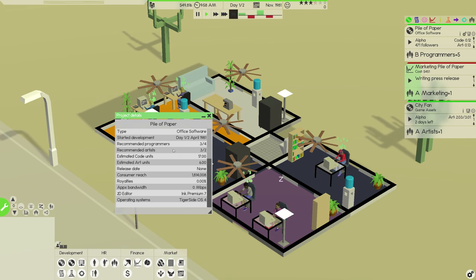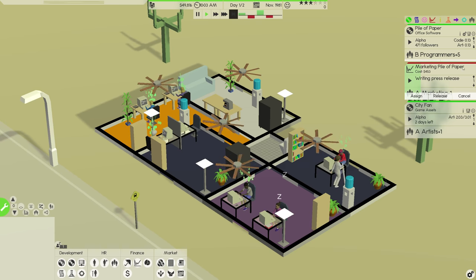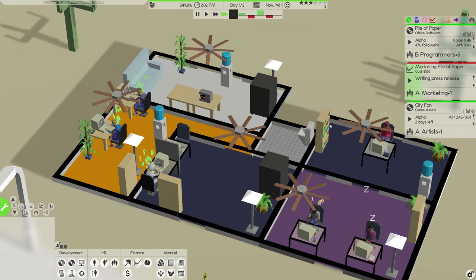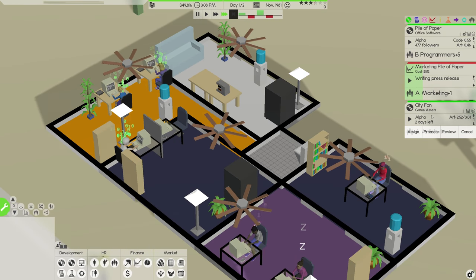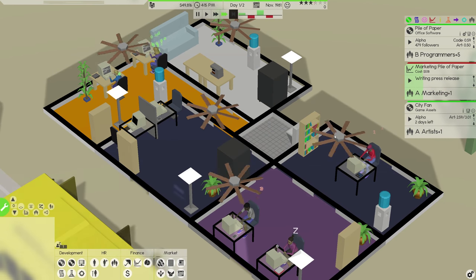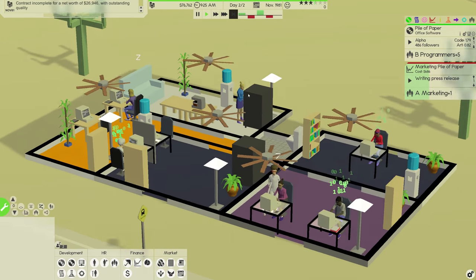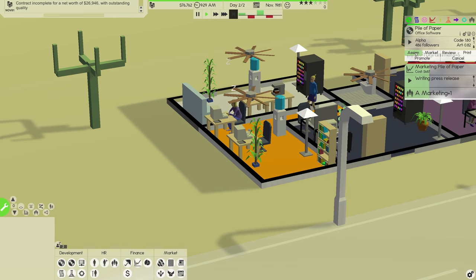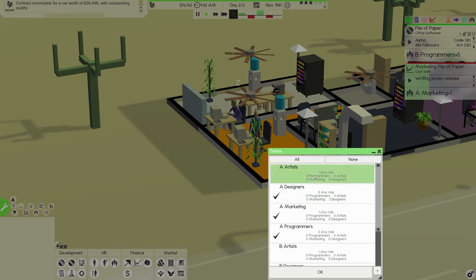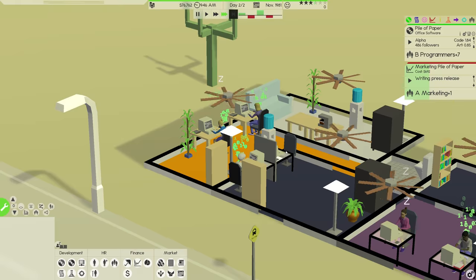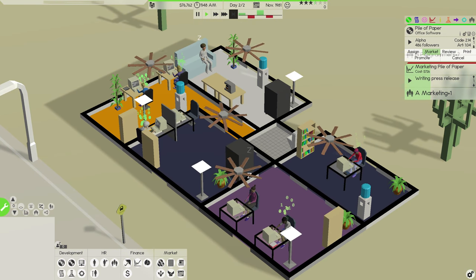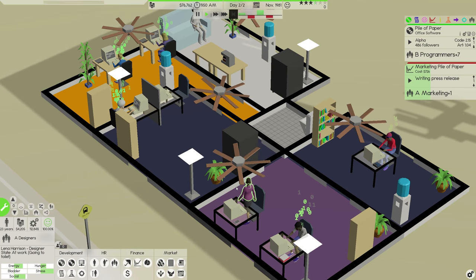And let's have a quick look at project details. It kinda wants 17 code units and 6 art units. We should be able to assign our artists to the team once we're done with CityFan here, the game assets that I have running at the same time. And perfect, a little bit of money coming in from our art contract. So now, let's assign our artist to work on Pile of Paper as well, just to see how things are going. I'd hope to see, why are you not working?